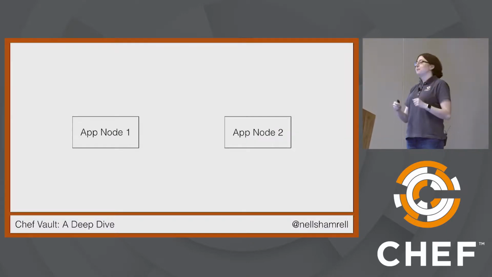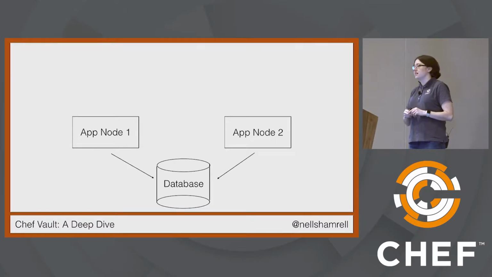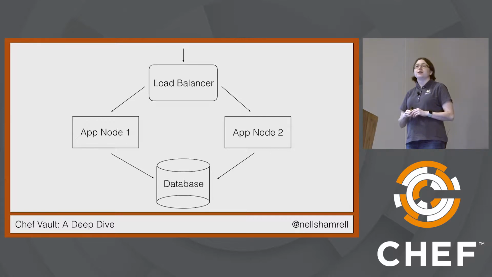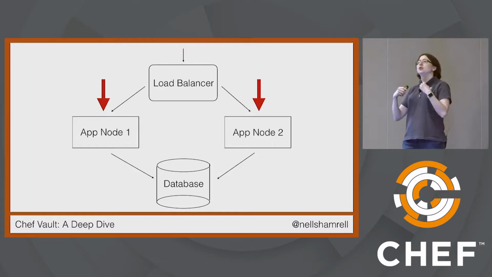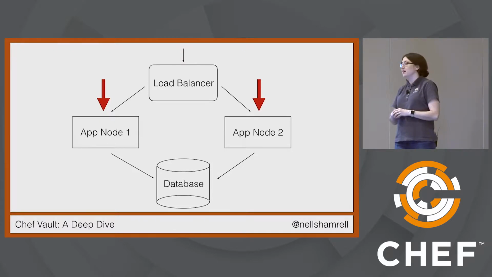Let's say we have two application nodes and there's a separate database that they talk to. And then there's a load balancer in front of those application nodes that takes in that traffic from the web and distributes it among the application nodes. Now, both of these app nodes are going to need the credentials to access that database.